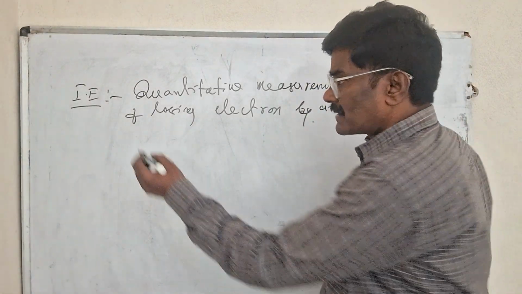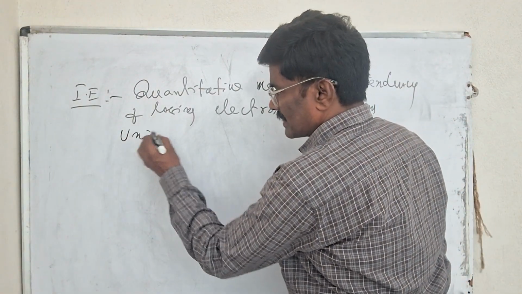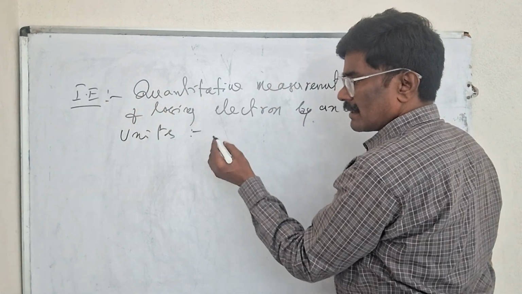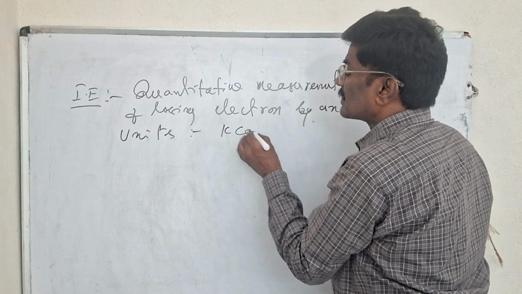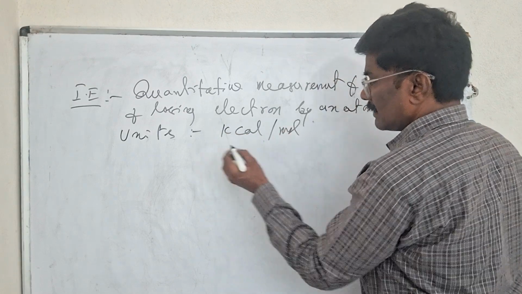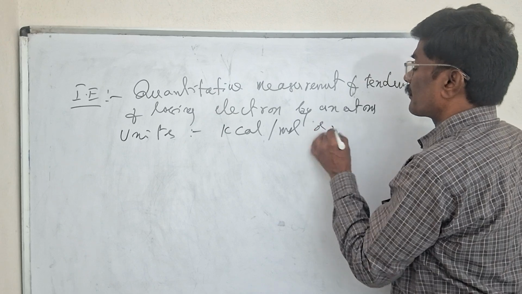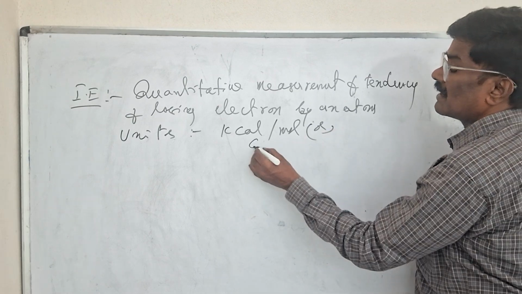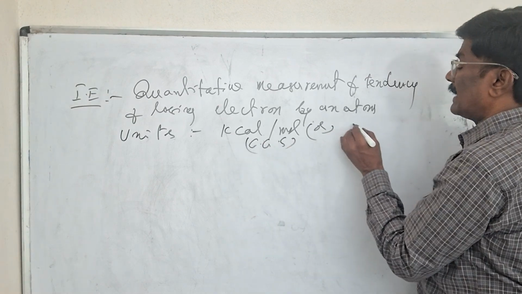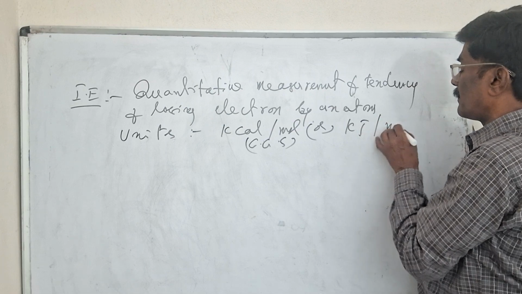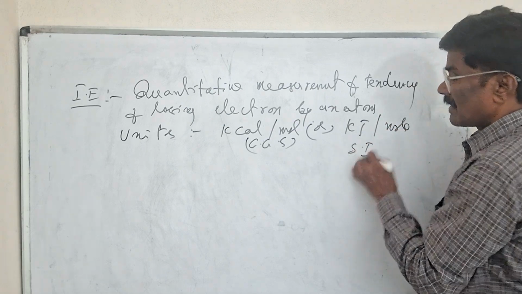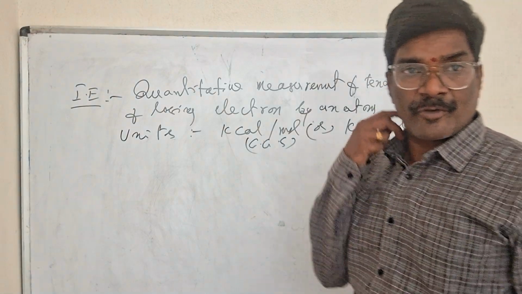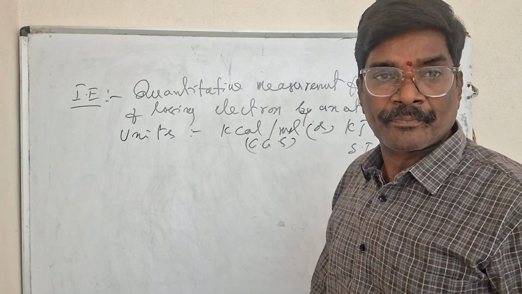Okay, and what are the units? We calculate this ionization energy or enthalpy in kilocalories per mole or kilojoules per mole. Kilocalories per mole is the CGS unit and kilojoules per mole is the SI unit. Okay. That is the definition and the units we use to calculate the ionization enthalpy.